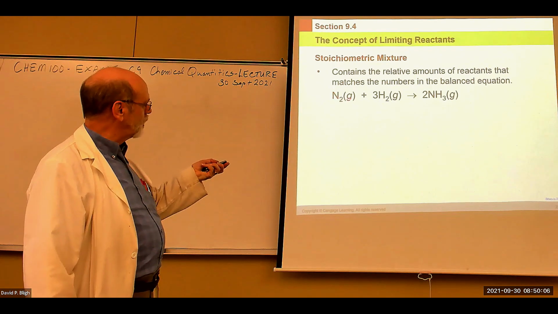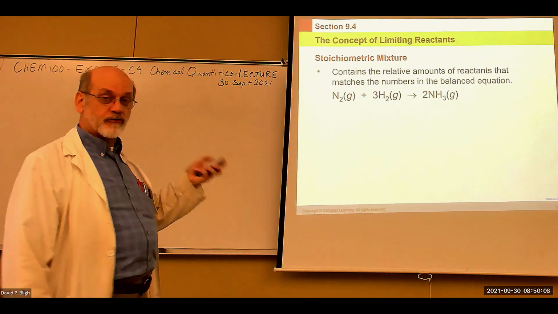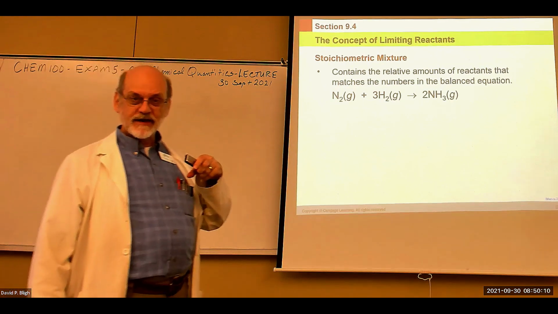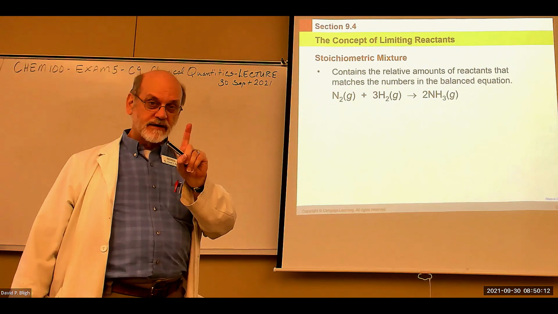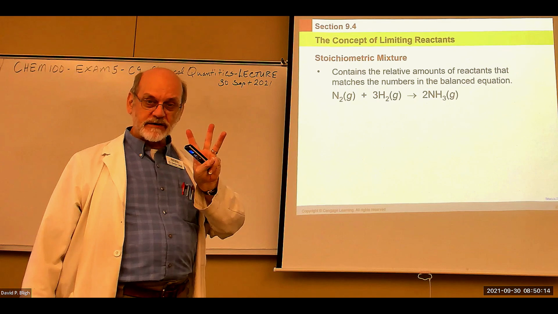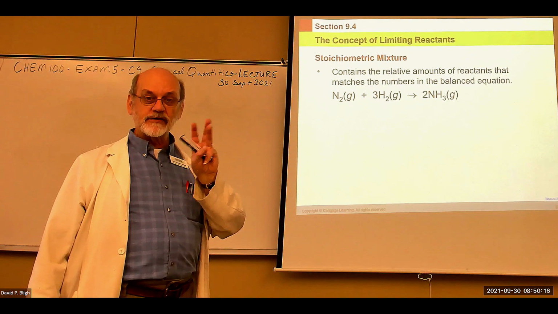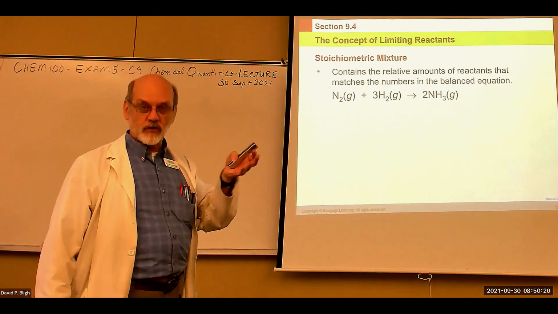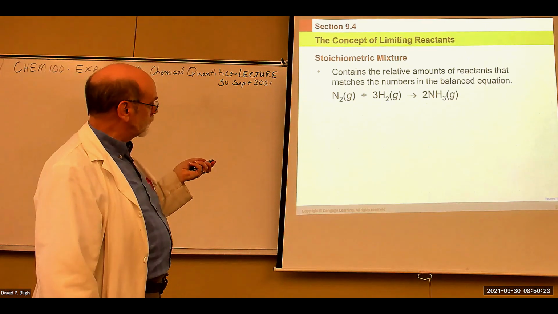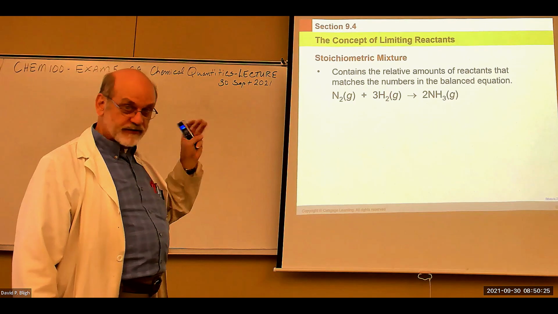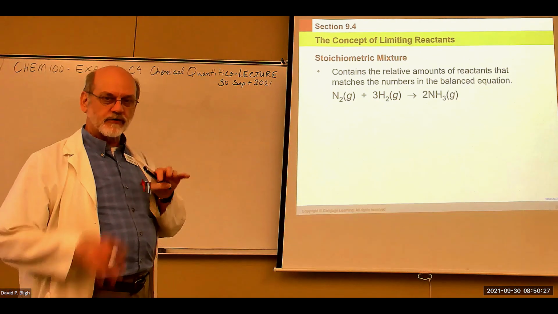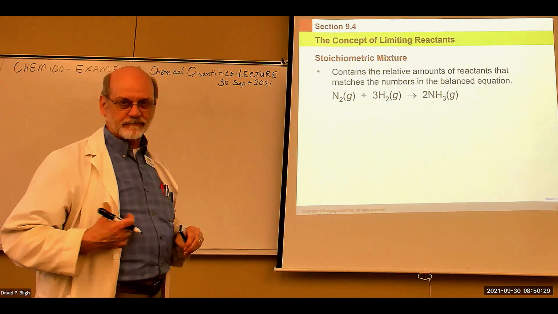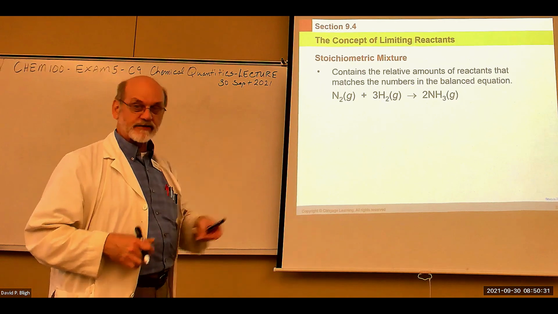So 1 mole of nitrogen in this case reacts with 3 moles of hydrogen. So if you only have 1 mole of nitrogen and 3 moles of hydrogen in that mixture, you have a stoichiometric mixture. You also have one if the ratio is the same. So you have 2 moles of that, 6 moles of that. That's still a stoichiometric mixture because the ratio is exactly the same as the balanced equation.